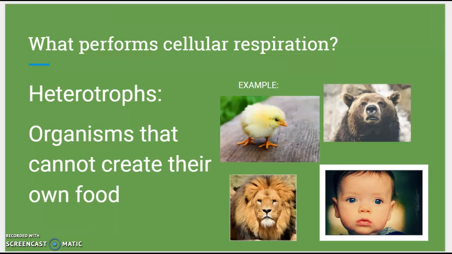What performs cellular respiration? So remember, we talked about how plants are called autotrophs because they already make their own food. Well, heterotrophs are organisms that cannot create their own food. So these are some examples. Humans, we cannot create our own food, so we are called heterotrophs. Lions, bears, and baby chicks. So any organism that cannot create its own food is called a heterotroph.